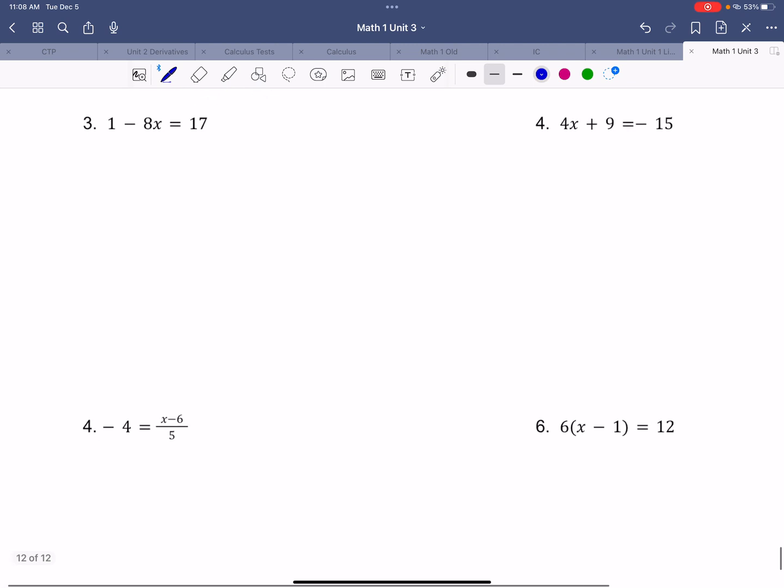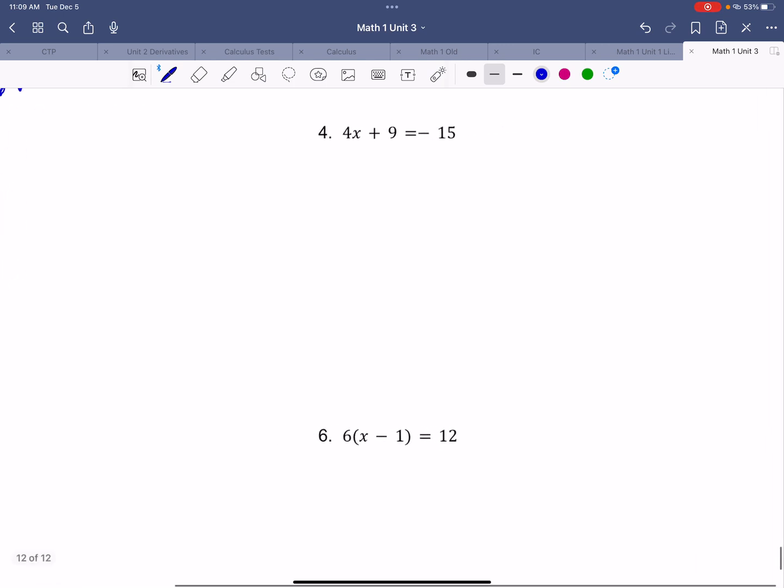Moving on to number 3, I have 1 minus 8x is equal to 17. My first move is to divide along that equal sign, and I'm going to start by moving this 1. A positive 1, the opposite of that is a negative 1. What I do to one side, I've got to do to the other side. My 1's cancel out, leaving me negative 8x is equal to 16. Now, I'm multiplying by this negative 8, so the opposite is to divide by negative 8. 16 divided by negative 8 is negative 2. So x must be equal to negative 2.